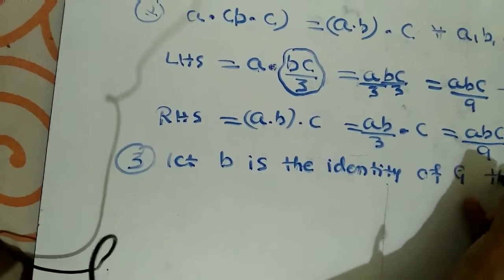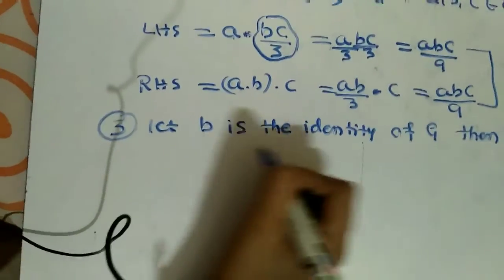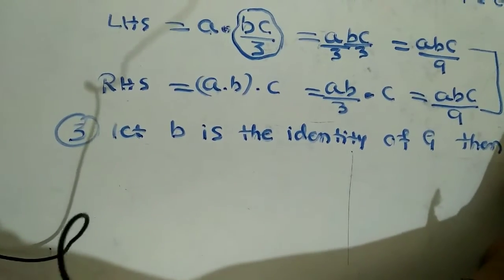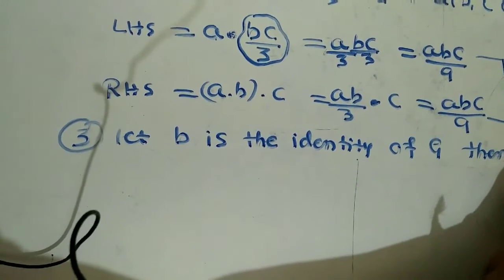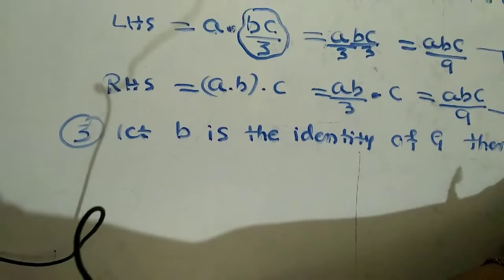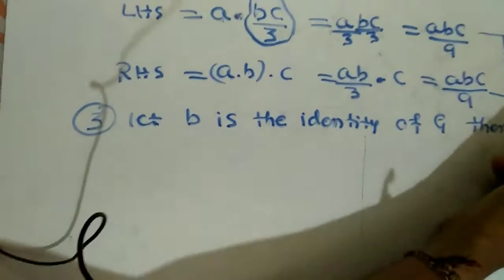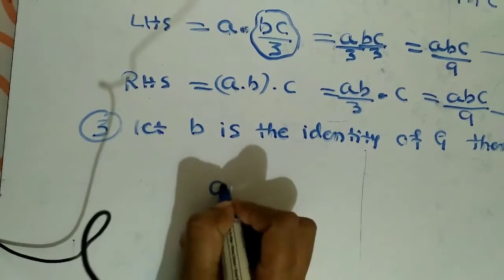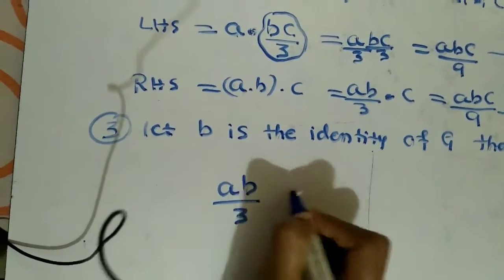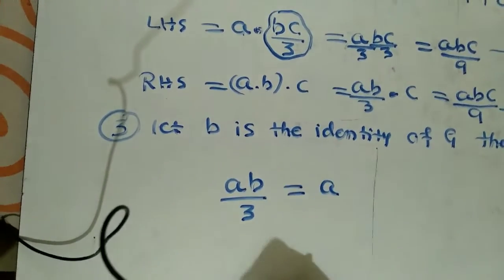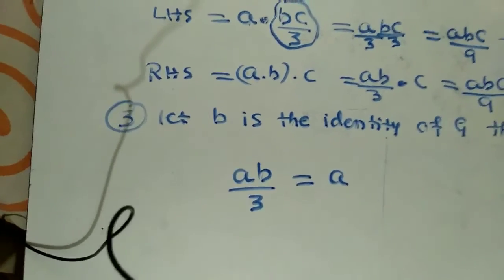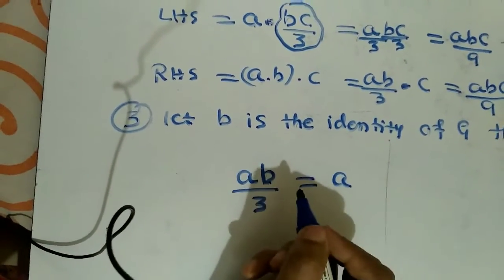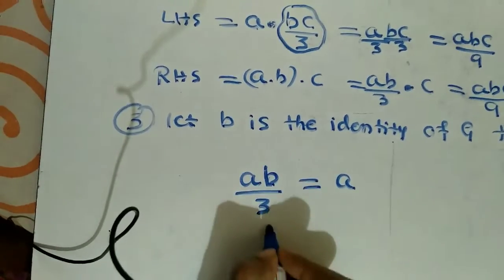Then what is the condition of this identity? It is the composition of A with E, where E is my identity element B, which gives me again A, right? Yes, of course. So what is A composition B? It is AB divided by 3, and this is A. Just look at here, guys. Now we have to check what the identity element is, so now we have to solve for B.